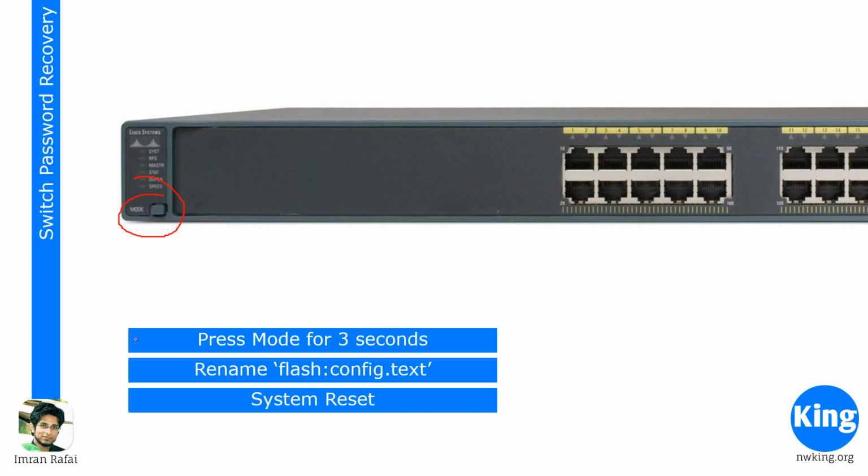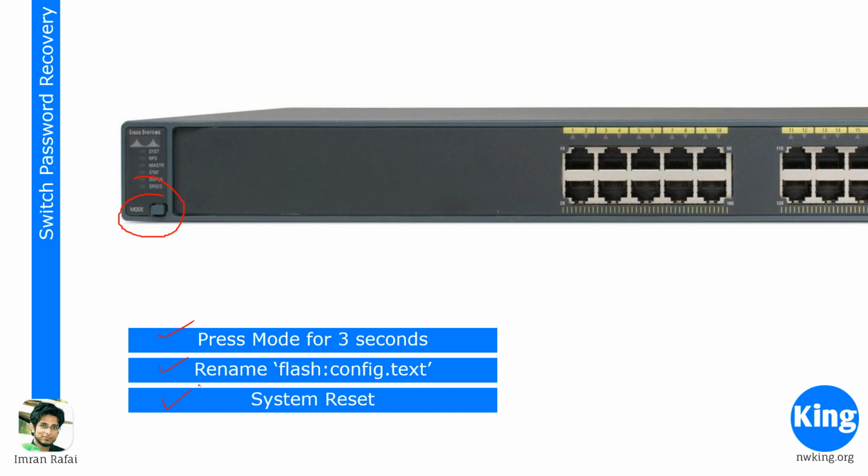And in that mode, what you need to do is first initialize flash, and inside flash there is going to be one file, right? So once you press for 3 seconds, you get into that mode. In that mode there is a file called flash:config.text. Now this is the configuration file in a switch. What we would do is rename that config file, right? So we could rename it to config.old or whatever you want, and then do a system reset.